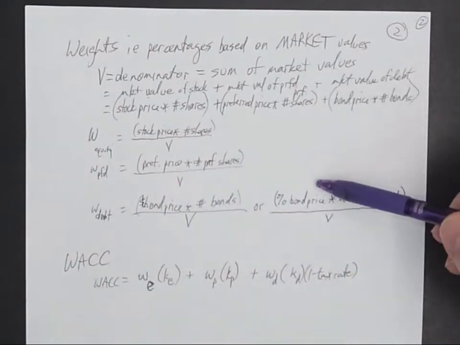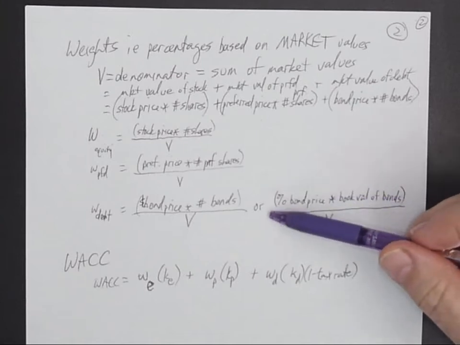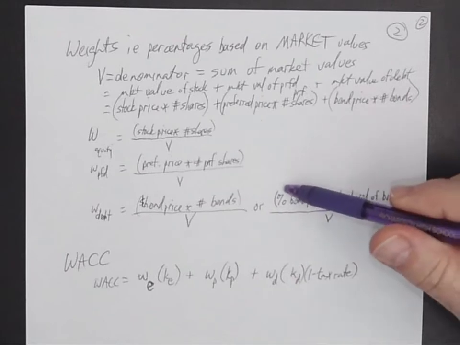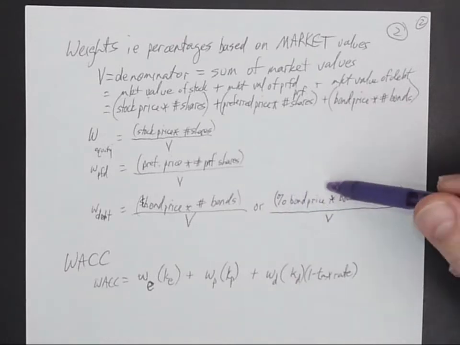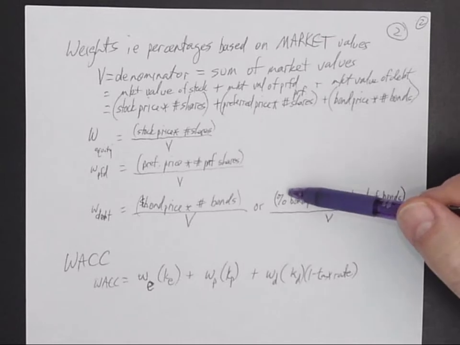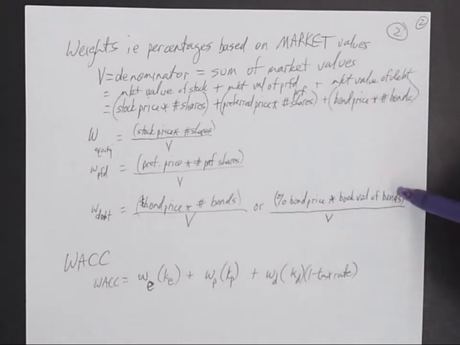It could be that it's given to you that the bonds are selling for, let's just say, 95. Well, that means 95% of par. It doesn't mean $95. So if the bonds are selling for 95, then you multiply that percentage times the book value of the bonds. So if the balance sheet says there are $1 million worth of bonds and the current bond price is 95, then it'd be 0.95 times that $1 million, or $950,000.